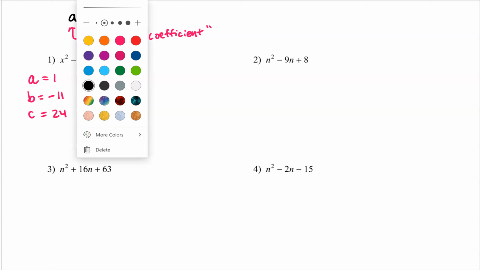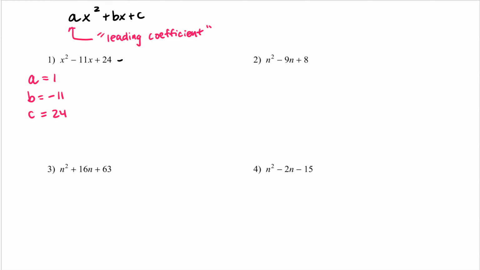So when we factor something, our goal is to write it in the form x plus or minus some number times x plus or minus some other number. And the way that we're going to do that is called the x method. So we draw a big X, and at the top, we are going to place our b value, which is negative 11, and on the bottom, we're going to place our c value, which is 24.